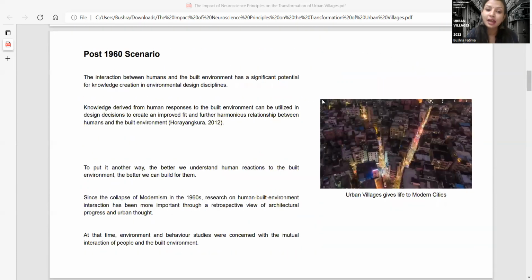In the post-1960 scenario, the interaction between humans and the built environment has significant potential for knowledge creation in environmental design disciplines. Knowledge derived from human responses to the built environment can be utilized in design decisions to create and improve fit and a more harmonious relationship between humans and the built environment. Put another way, the better we understand human reaction to the built environment, the better we can build for them. Since the collapse of modernism in the 1960s, research on human-built environment interaction has become more important through a retrospective view of architectural progress and urban thought. At the time, environmental and behavioral studies were concerned with the mutual interaction of people and the built environment.